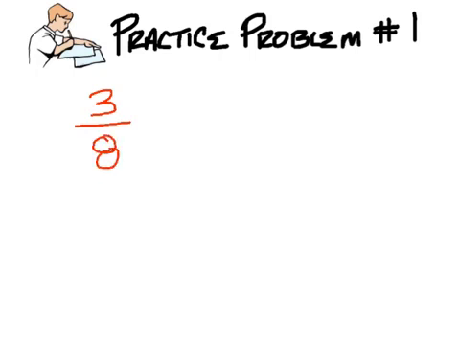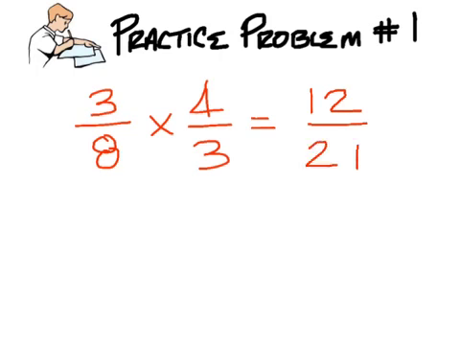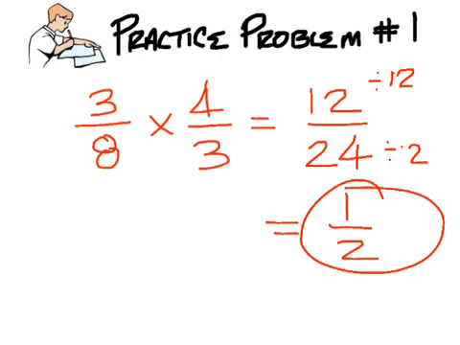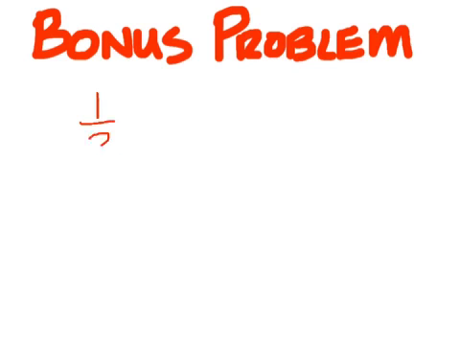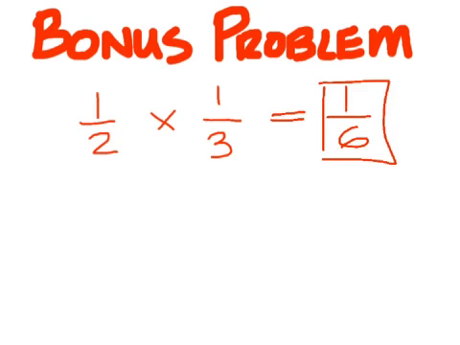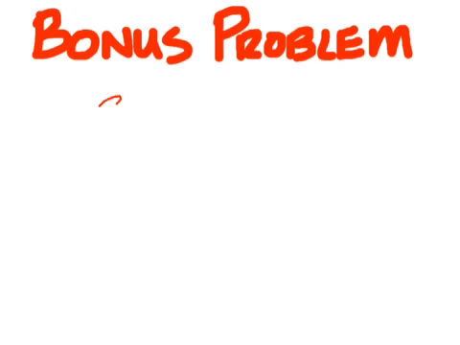3 over 8 times 4 over 3. Multiply left to right, 3 times 4 and 8 times 3. What number goes into both of these? 12, yes. So if I divide the top and the bottom by 12, I end up with 1 over 2. Here's the bonus problem. 1 over 2 times 1 over 3. Multiply straight across to get 1 over 6. That's the answer.